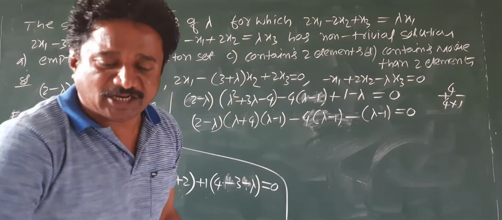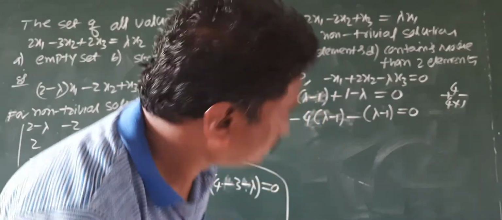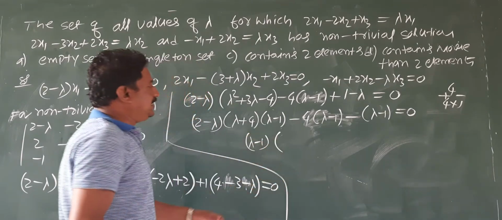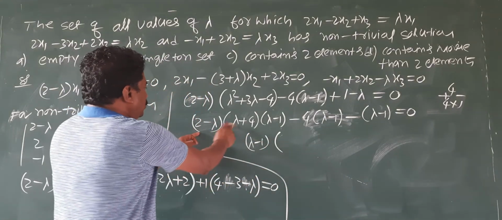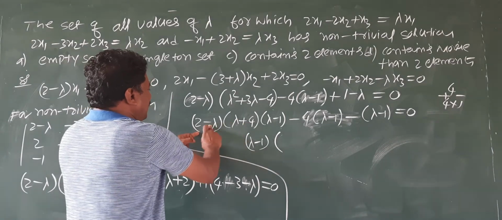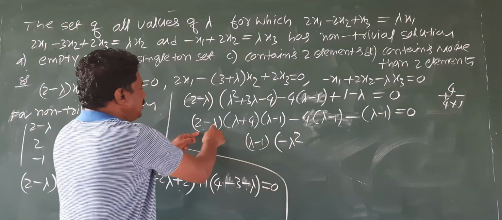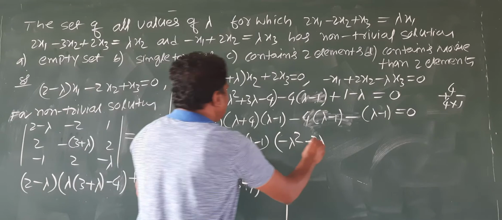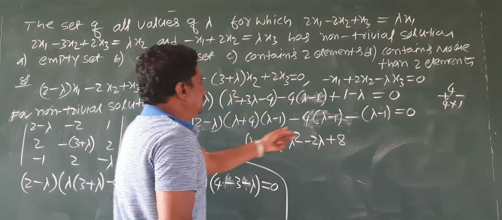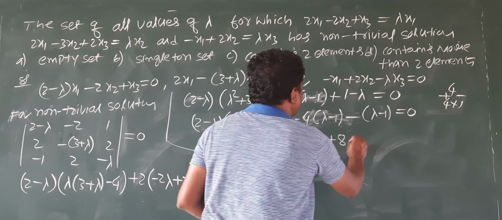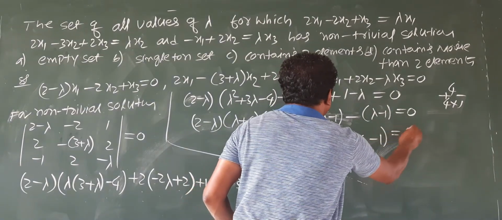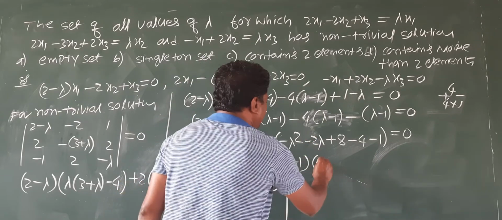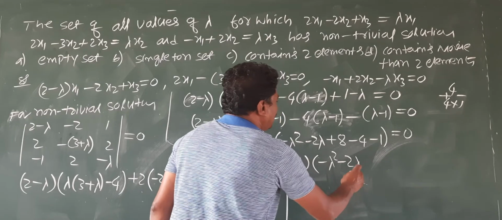What is common from all the terms, students? It is λ − 1. λ − 1, remaining product of these two: 2λ − 4λ − λ², −4λ + 2λ − 2λ, 4 2s are 8 plus 8. λ − 1 has been removed, −4 − 1. Simplify that. So (λ − 1) into (λ − λ² − 2λ + 3).